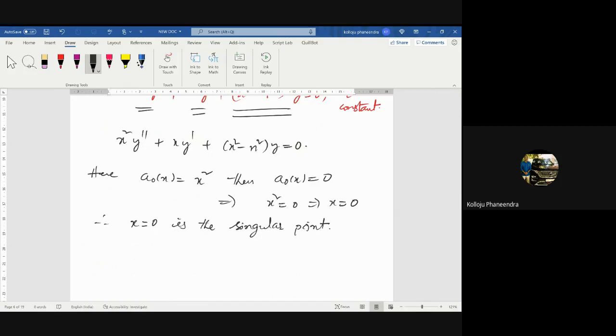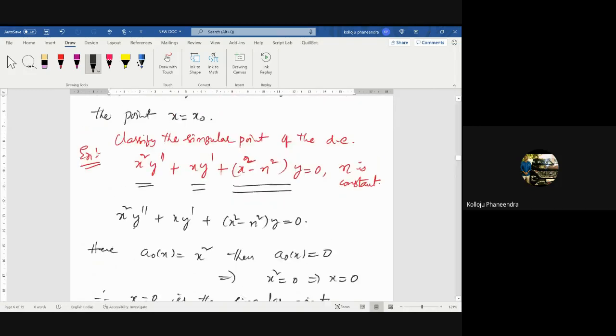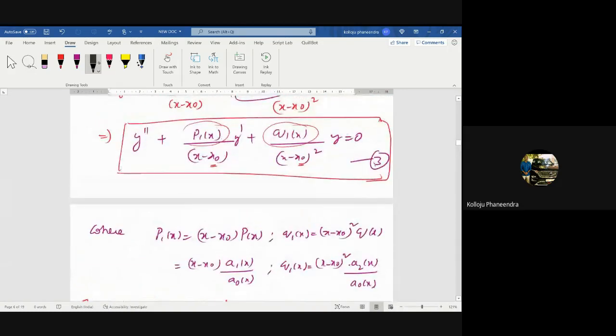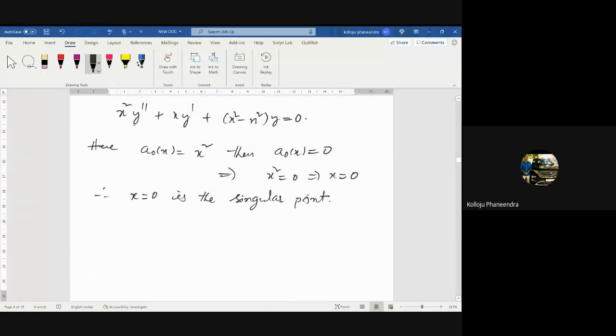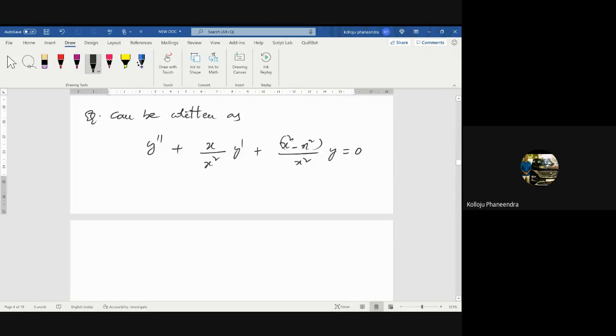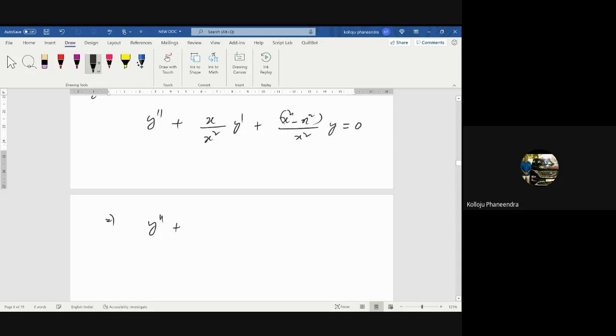Then what do I have to do? I have to express the differential equation in this structure: y double dash plus P1x by (x minus x naught) y dash plus Q1x by (x minus x naught) whole square y. For that, the equation can be written as y double dash plus x by x square y dash plus (x square minus n square) by x square y equal to 0. One more step: y double dash plus 1 by x into y dash plus (x square minus n square) by x square y equal to 0.